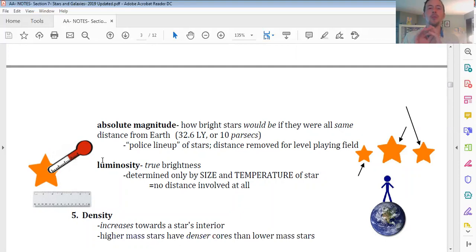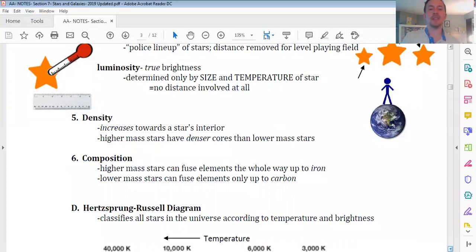Finally, the last brightness term you might see with stars is luminosity. Now, this is the one time we totally throw distance out the window. It is only the size and the actual temperature of the star. We will call that a star's true brightness. So beyond these properties, we also have density. Just like planets and most moons, stars tend to get denser as you get into the center. We already know from section 5 that our sun has a core just like the Earth, and that's the only place where it's actually dense enough for nuclear fusion to take place.